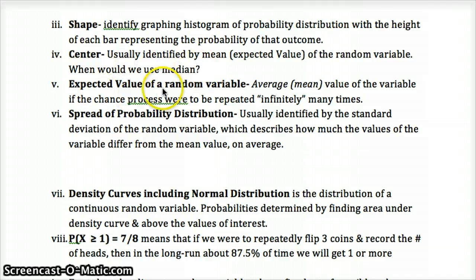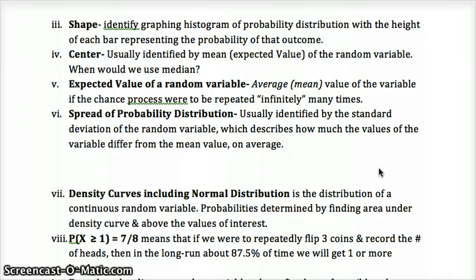Think about when we might use the median, similar to other times that we've talked about. So expected value should be what we'd get if we repeated the process infinitely many times, if we just went on to the super long run of infinity. The spread is usually identified by the standard deviation of the random variable, which describes how the values differ from the expected value on average.